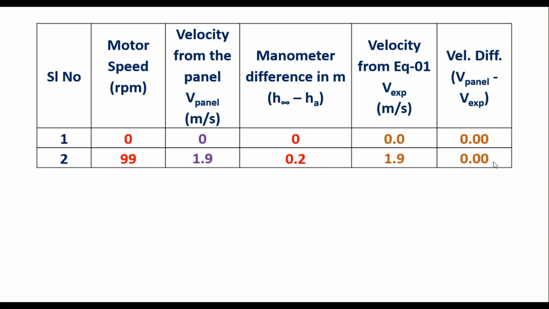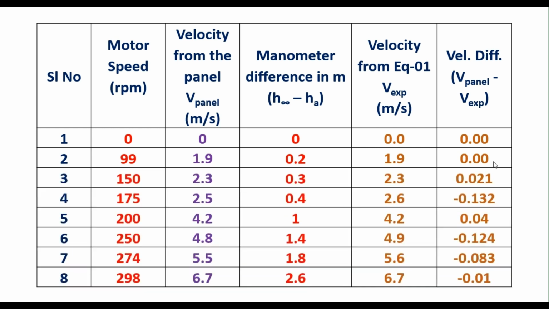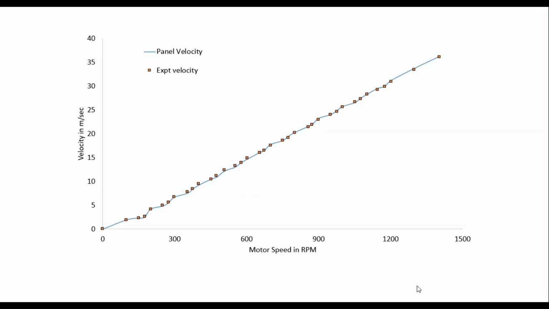Like that I should set different axial fan speeds, take the readings from the panels and calculate the velocity. Then we can plot the velocity versus motor speed. Here you can see that there is a gradual increase in the velocity with respect to the increase in axial fan speed. Since it is a linear increase, the wind tunnel is calibrated now.